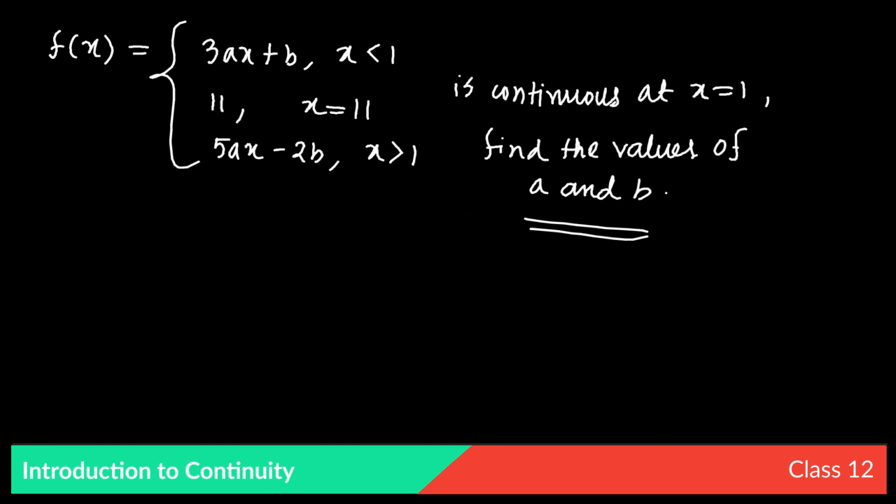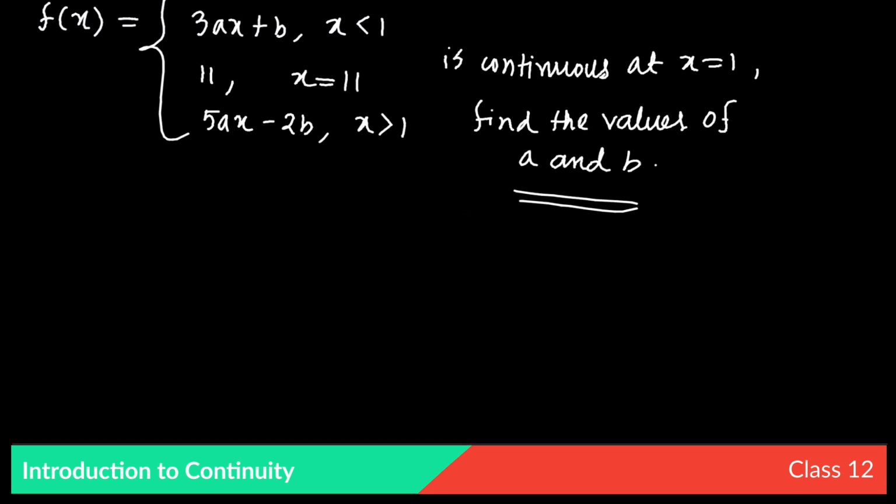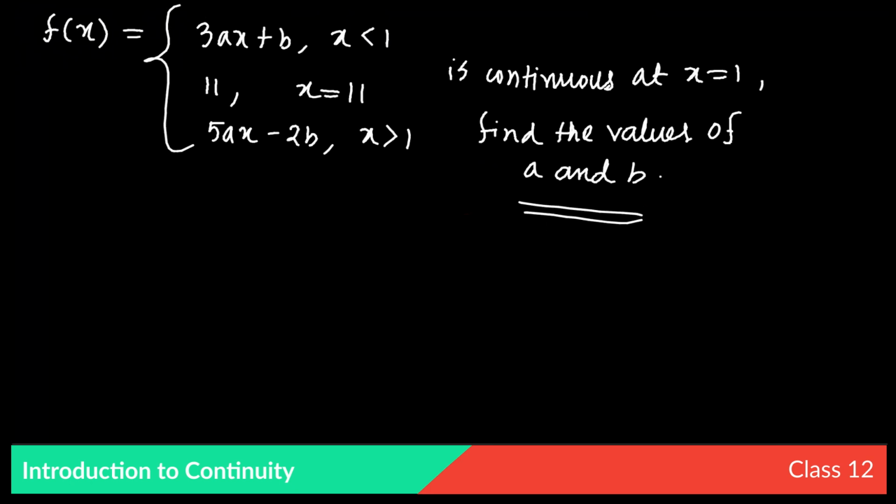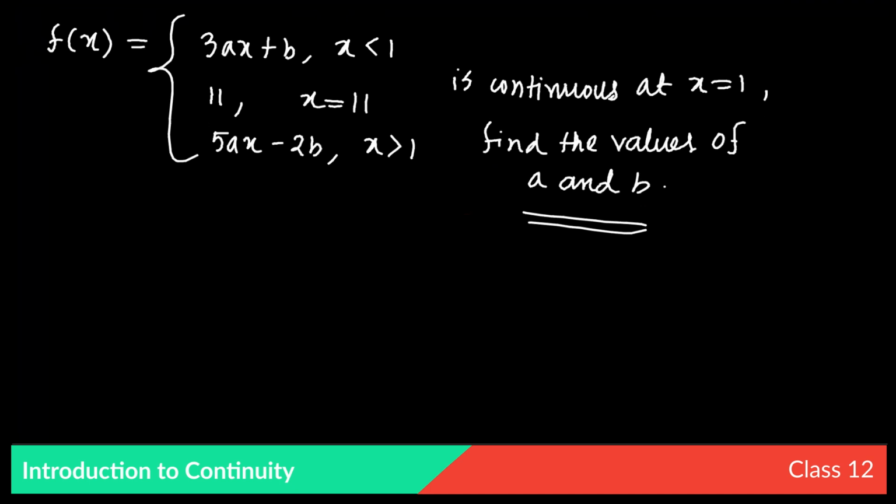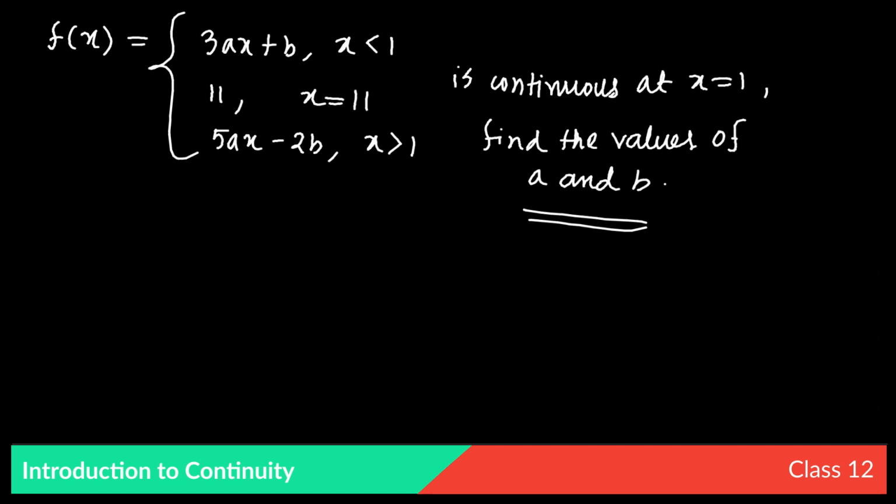So let's start. It is said that the function is continuous. So from this, you can get a very clear clue that when f(x) is continuous at x equals 1, that means LHL at x equals 1 equals RHL at x equals 1, and f(1), sorry, x equals 1.